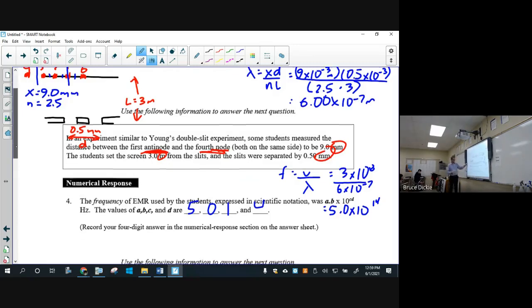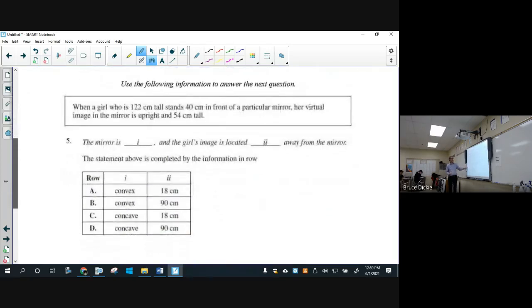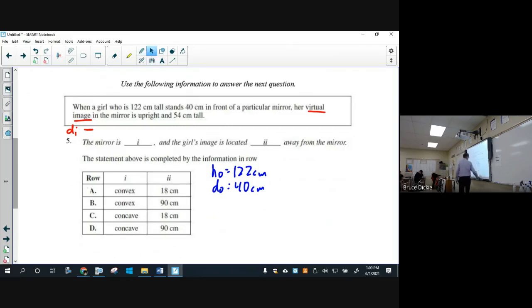All right, multiple choice number 5. When a girl who is 122 centimeters tall stands 40 centimeters in front of a mirror, DO is 40. We don't know what type of mirror it is this time, so there's nothing to circle there. Her virtual image, okay, I am going to draw attention to that, makes DI negative. I'm not sure if that's going to help me, but I recognize it, so might as well write it down just in case. Her image is upright and 54 centimeters tall, so we'll make HI positive 54 centimeters.